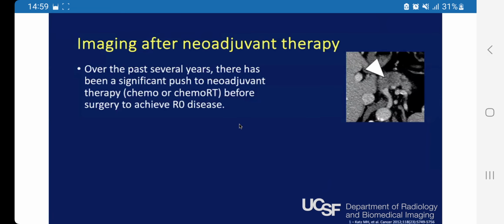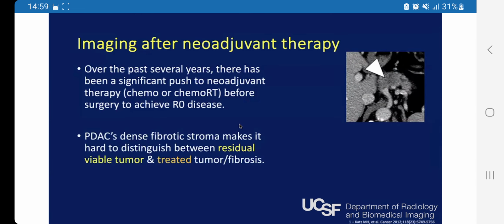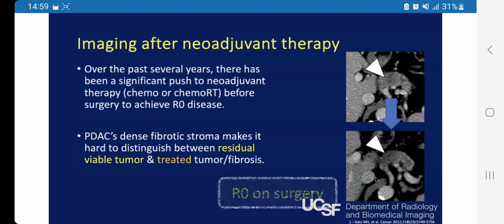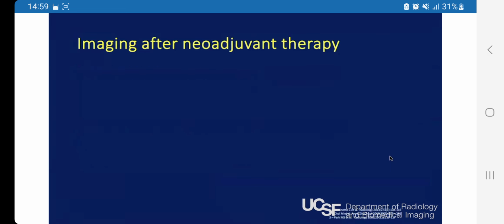Neoadjuvant therapy is gaining attention and popularity for treatment of pancreatic cancer. However, on imaging, we will have limitations. The dense fibrotic stroma of the PDAC makes it difficult for us to determine residual tumor versus treated tumor and resulting fibrosis. For example, here on the top is a tumor which underwent neoadjuvant therapy. On further resection, this tumor was considered R0. However, we still see this mass-like density, but it was all fibrosis.